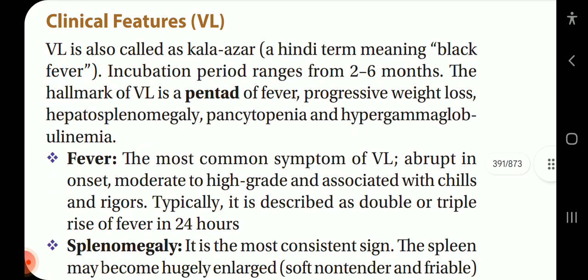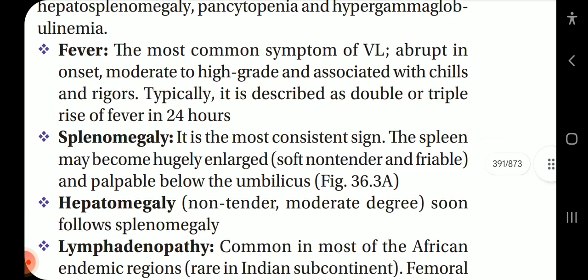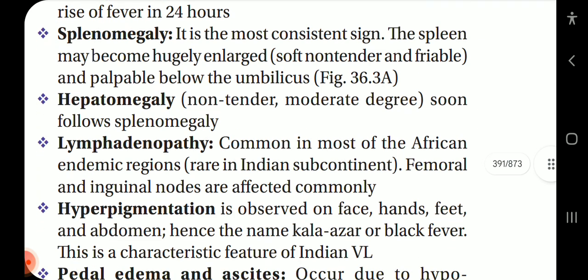Clinical features of VL. VL is also called Kala Azar in Hindi, a term meaning black fever. Incubation period ranges from 2 to 6 months. The hallmark of VL is a pentad of fever, progressive weight loss, hepatosplenomegaly, pancytopenia, and hypergammaglobulinemia. Fever is the most common symptom of VL: abrupt in onset, moderate to high grade, and associated with chills and rigors. Typically, it is described as a double or triple rise of fever in 24 hours. Splenomegaly is the most consistent sign. The spleen may become hugely enlarged, soft, non-tender, friable, and palpable below the umbilicus.